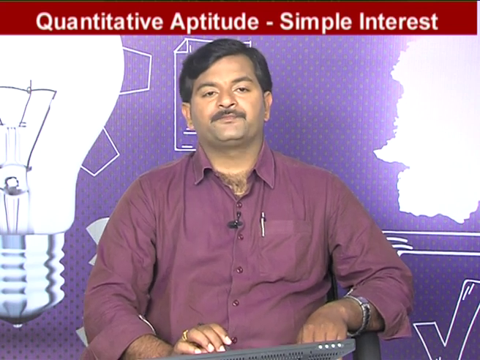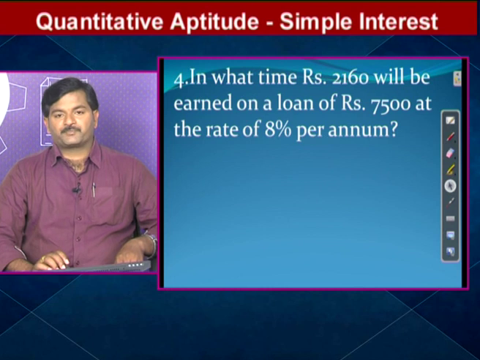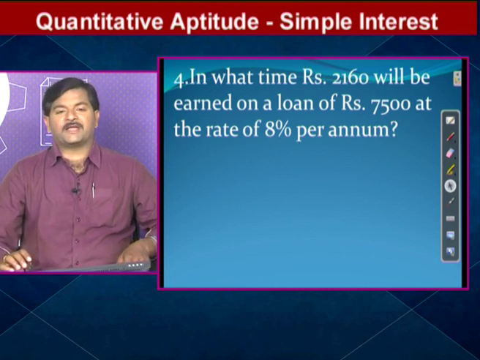So just observe the 4th question. In what time will rupees 2160 be earned on a loan of rupees 7500 at the rate of 8% per annum? See what he has given and what he asked to find. In question number 1, he asked to find interest. In the second question, he asked to find the rate of interest. Then time. In this question, he asked to find in what time rupees 2160 will be earned on a loan of rupees 7500 at the rate of 8% per annum.